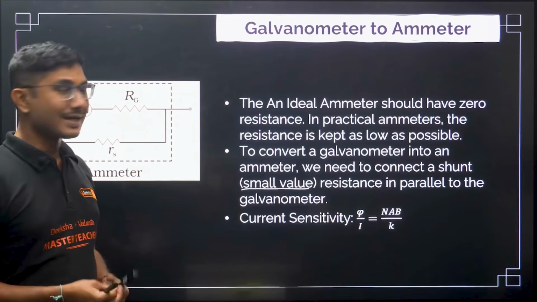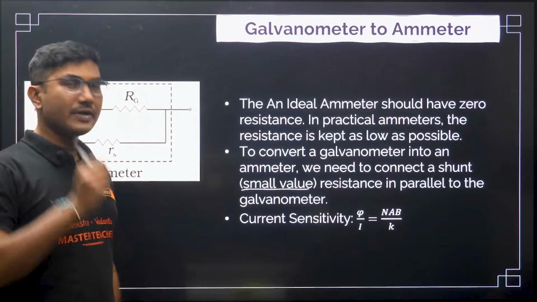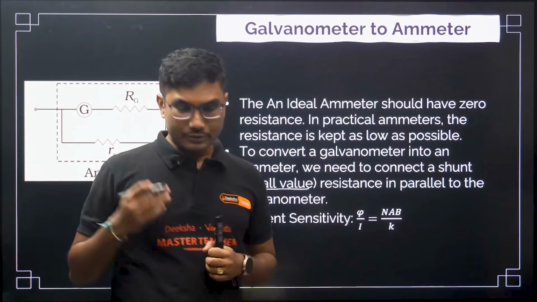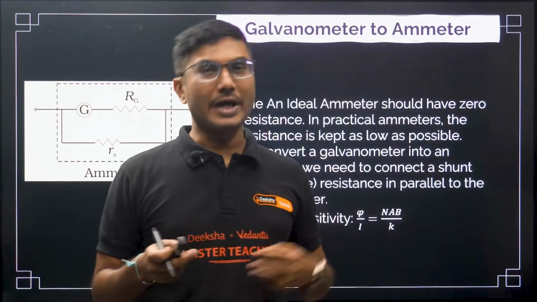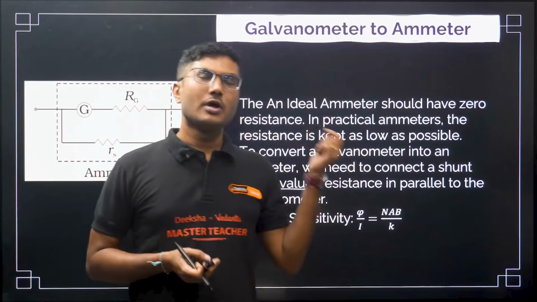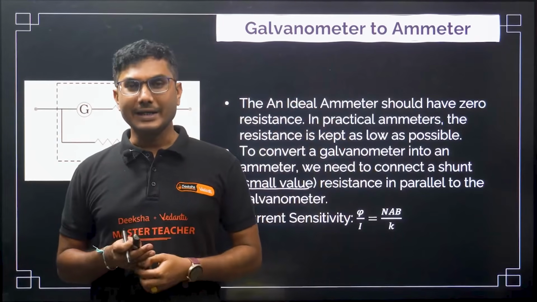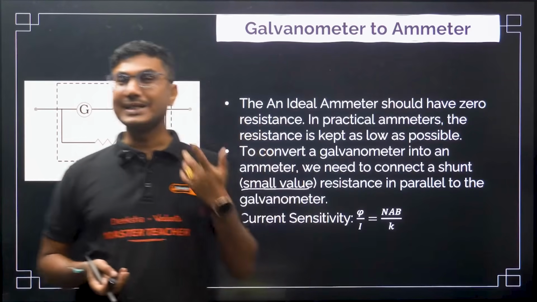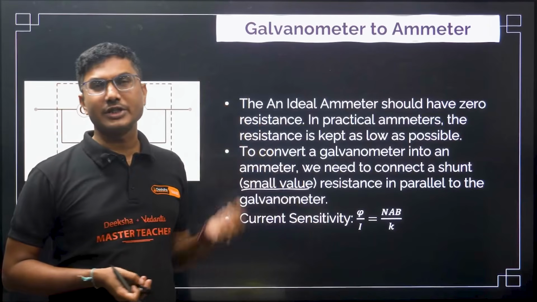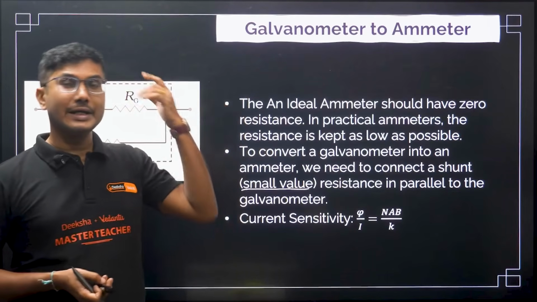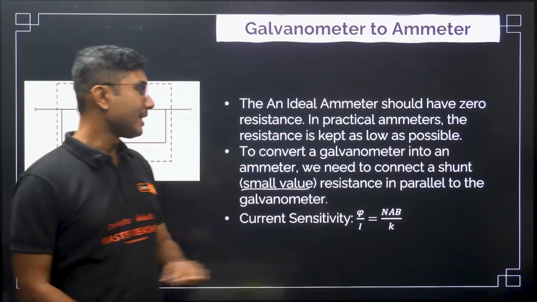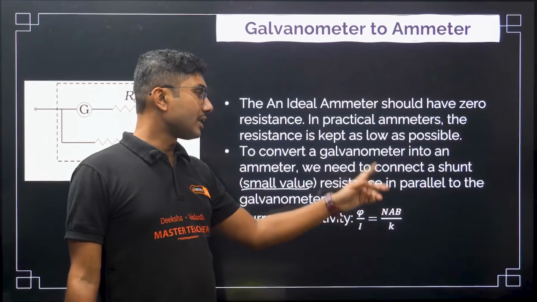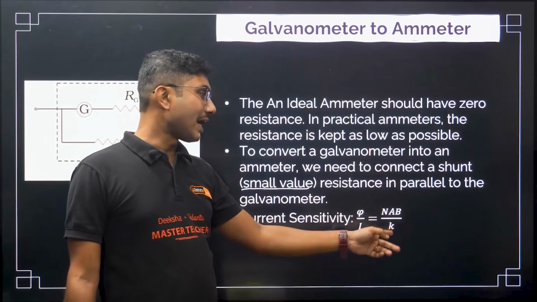What is the meaning of current sensitivity? Current sensitivity means whether it can detect even a small change in the current or not. Suppose 2 ampere, 3 ampere it can detect, but will it be able to detect 2.1? That is how the sensitivity depends. And current sensitivity is directly proportional to the number of turns, area of the coil, magnetic field, and inversely to the spring constant.